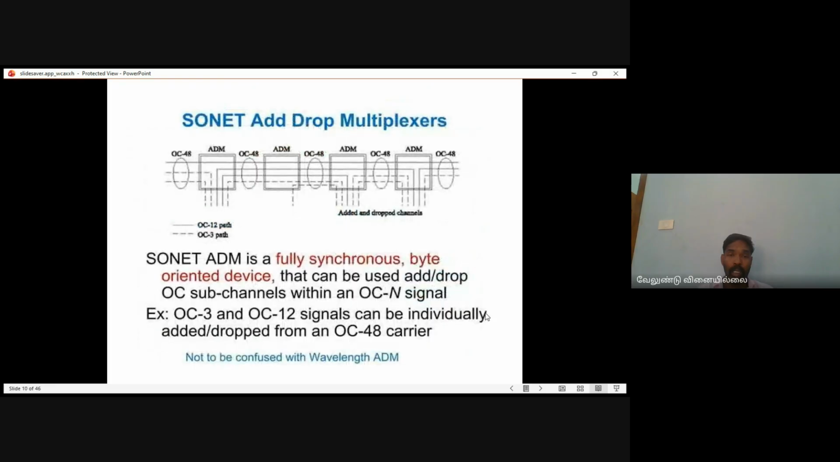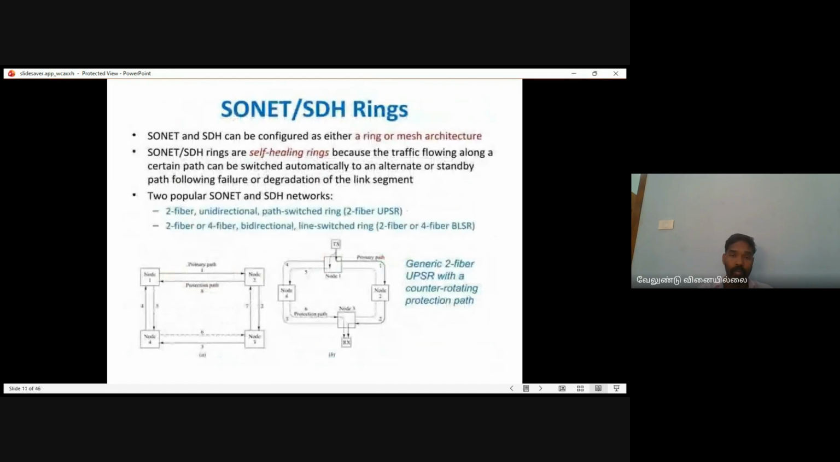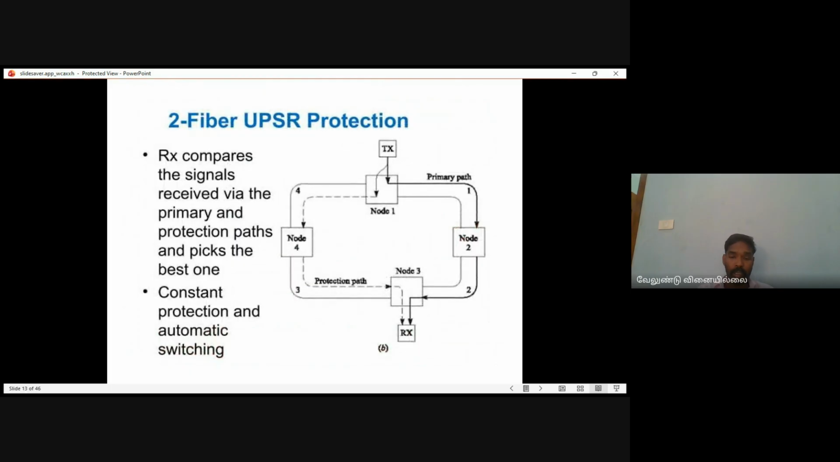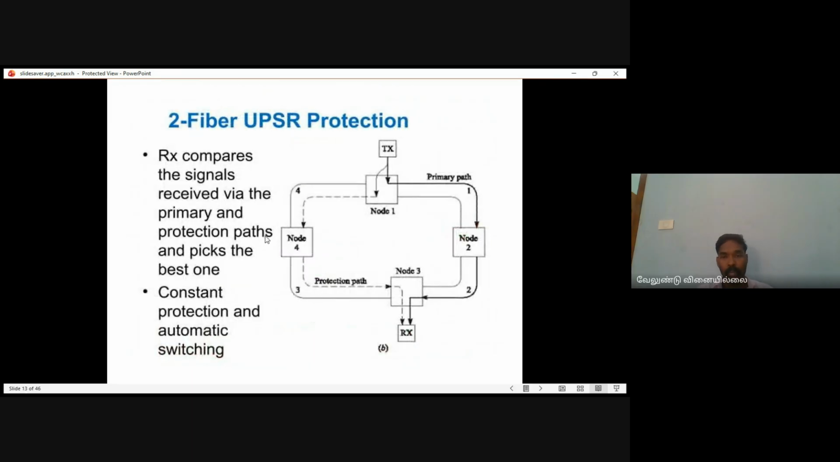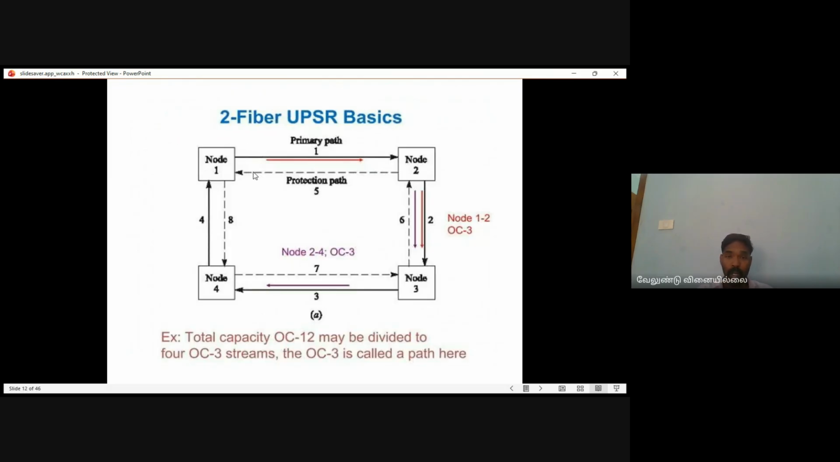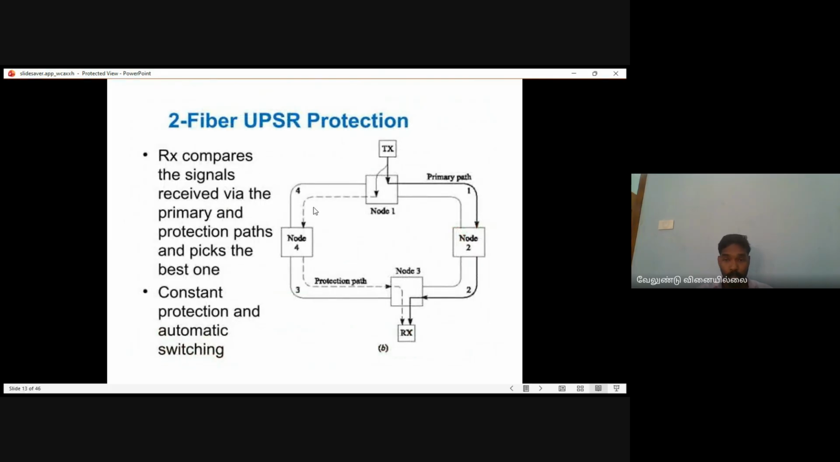So you can see in this case, it can go only unidirectional. You got it? Node 1 to node 2, node 2 to node 3, node 3 to node 4, node 4 to node 1. It's only this direction, unidirectional. So this is called unidirectional path switch ring topology. Okay. This is the same UPSR, but with 2 fiber connections. This is the 2 fiber protection.